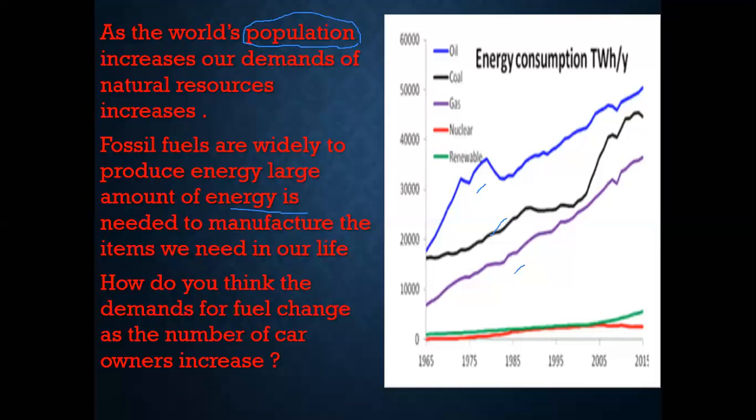Salim? Because now people are learning to drive cars and there are more people driving cars, so more people will be using fuel. Very good, excellent, it will go up. Salim, thank you so much.